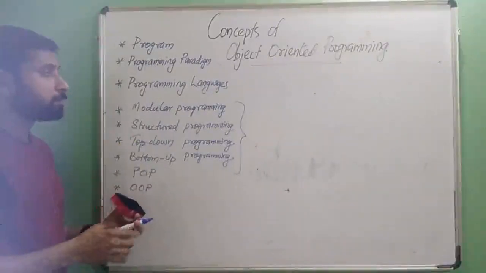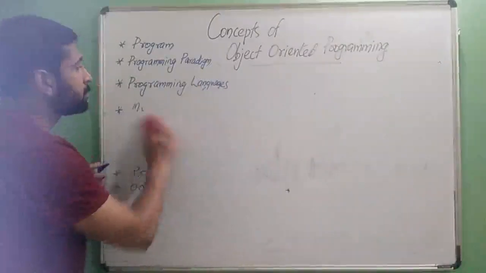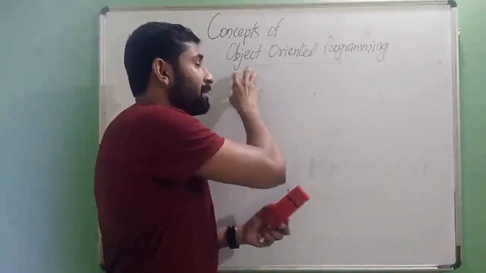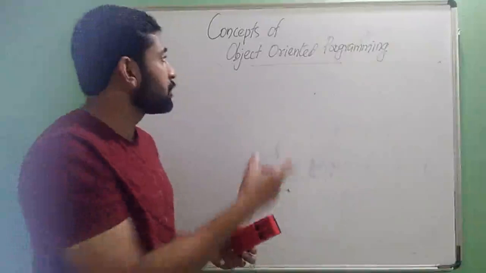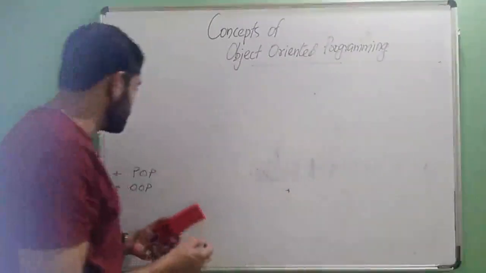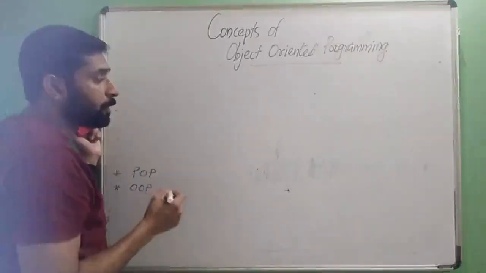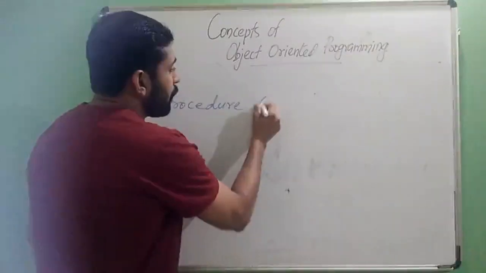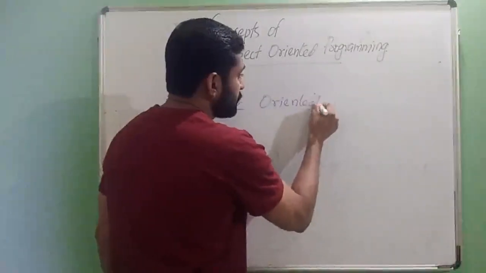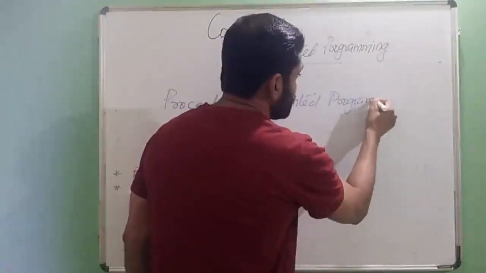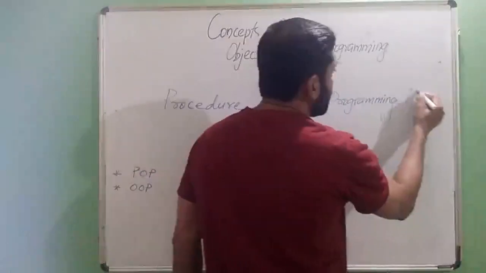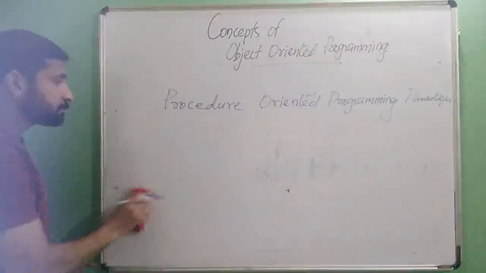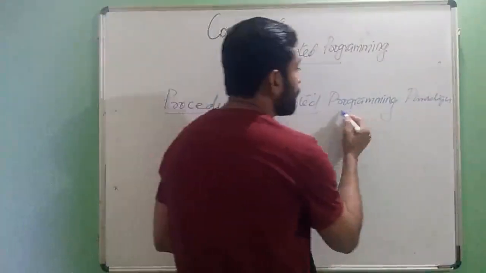One is called POP. In order to explain the advantages, features or merits of object-oriented programming, we want to see the previously used programming approach, which is called the procedure-oriented programming paradigm.